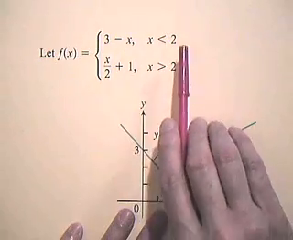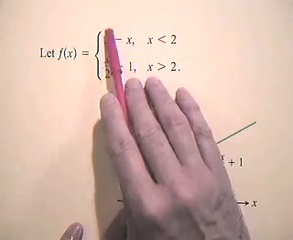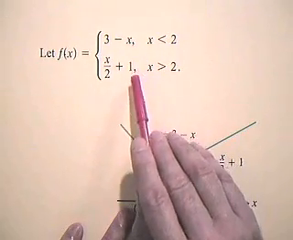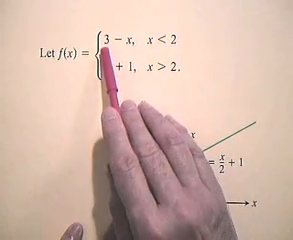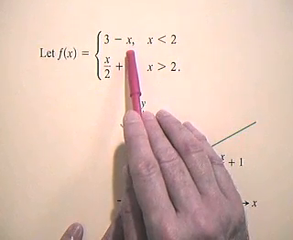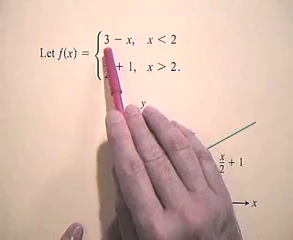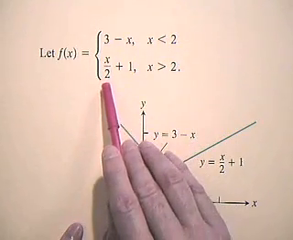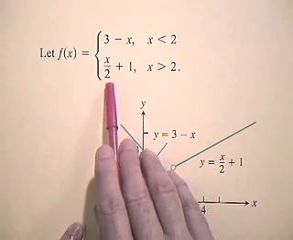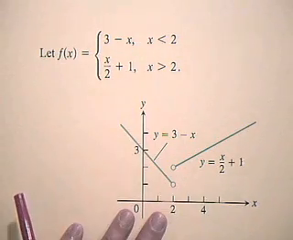Notice by themselves, each of these expressions is the expression for a straight line. So for instance, if f of x had equaled 3 minus x for all x, it would just be a straight line of slope -1 and y-intercept 3, whereas if f had been given by this expression for all x, it would be a straight line of slope 1/2 and y-intercept 1.